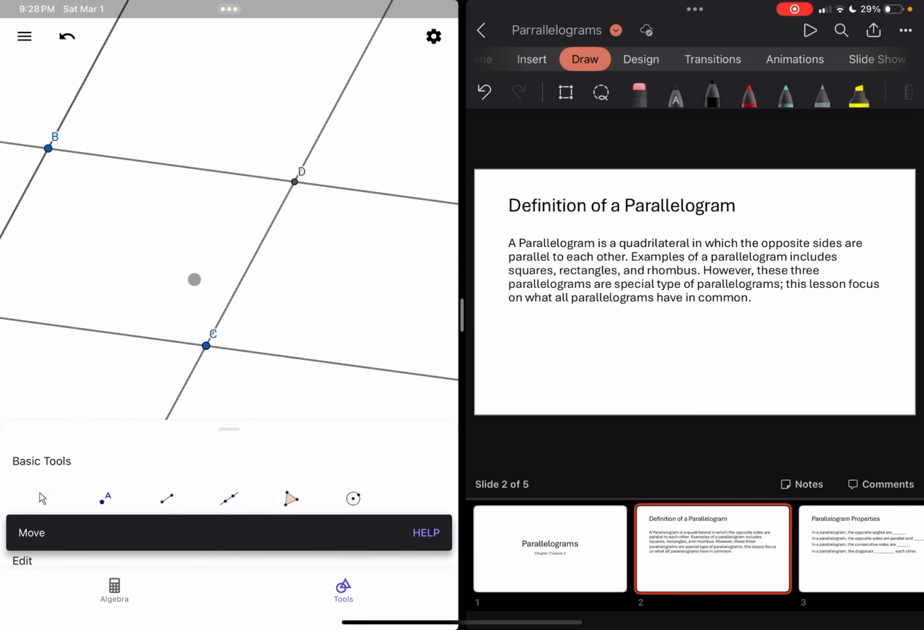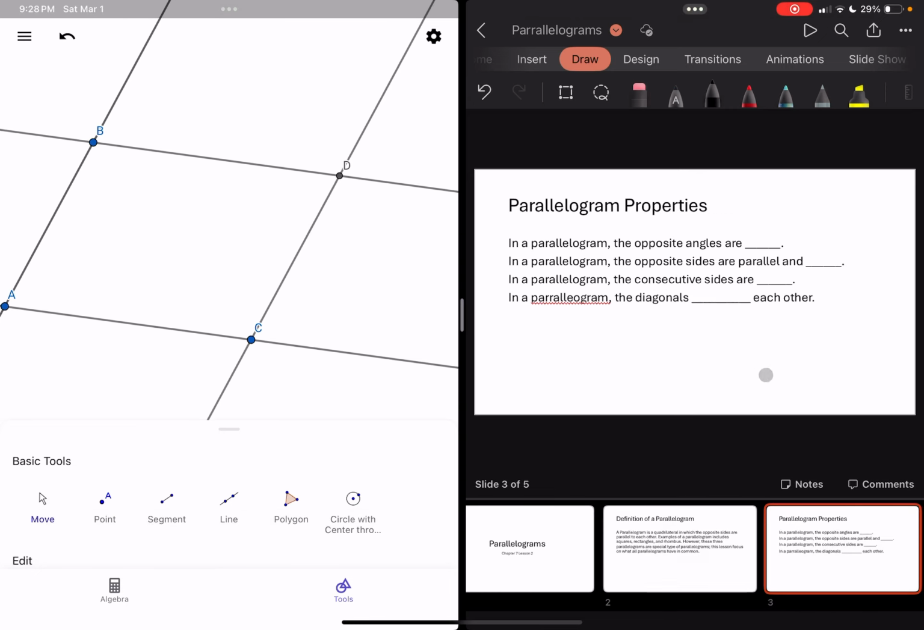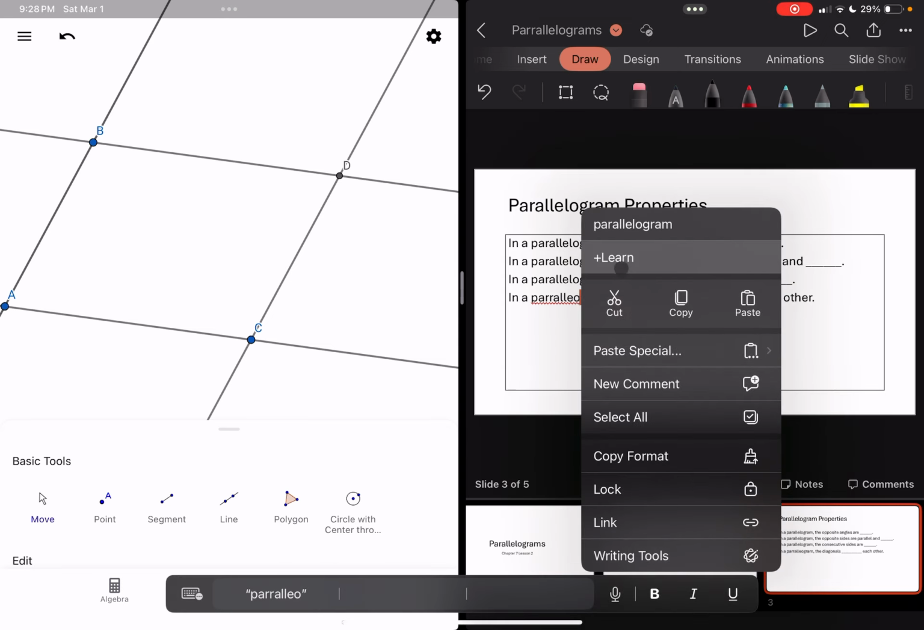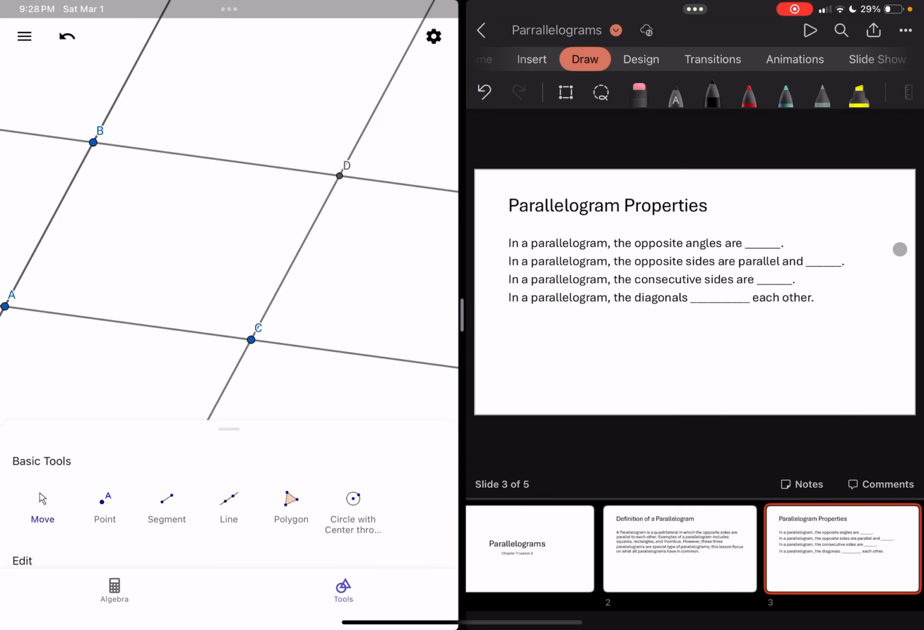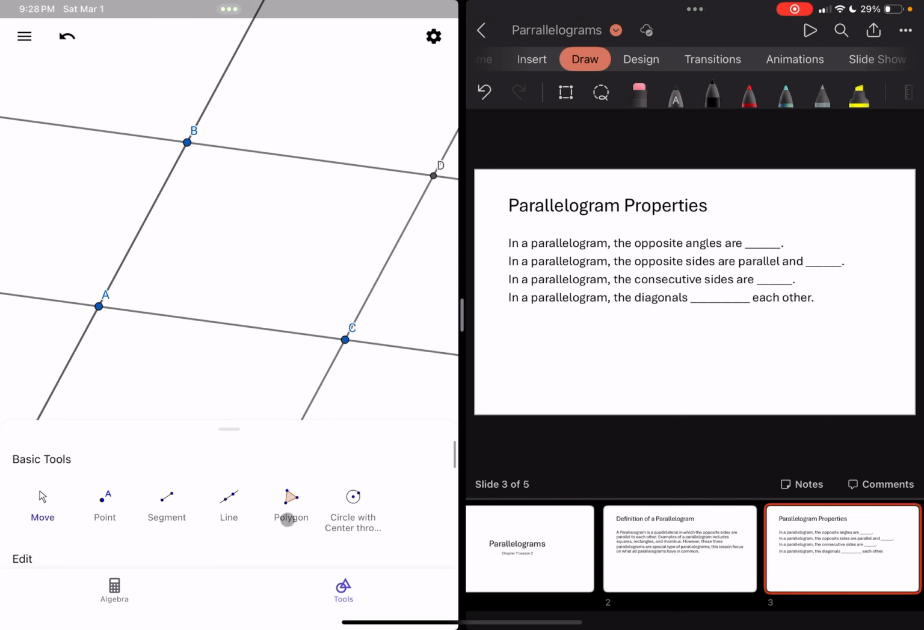So right here, I have GeoGebra open. This is to help us write out all of these things over here, all of the answers. So let's get started. In a parallelogram, the opposite angles are... So we need to find the opposite angles of this parallelogram.